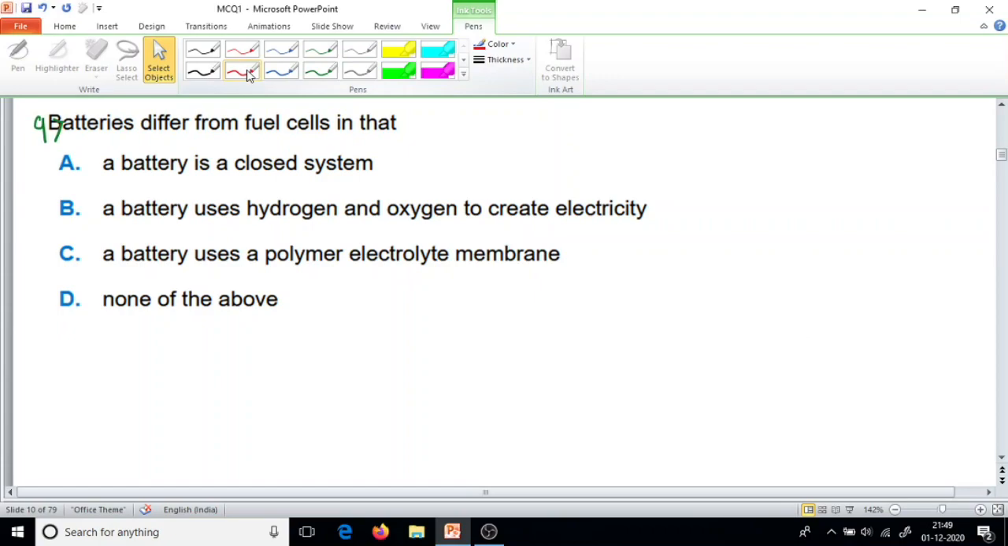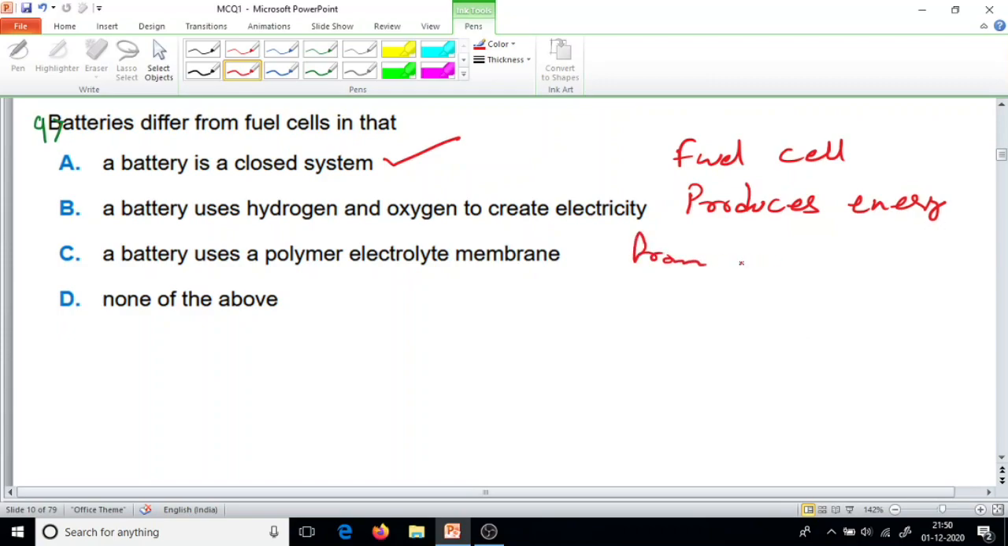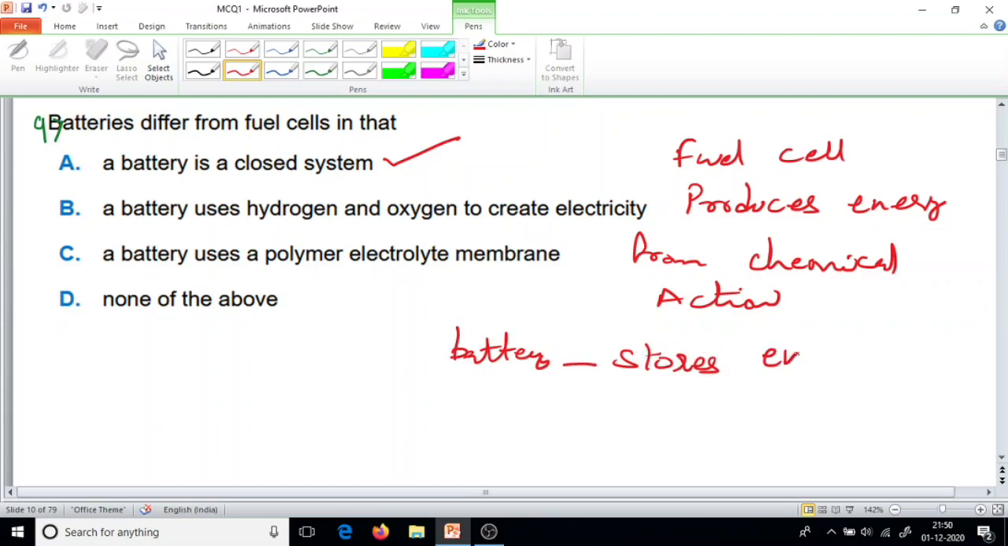Question number 9. A battery differs from a fuel cell in that a battery is a closed system, and a fuel cell produces energy from chemical action. But a battery stores energy.